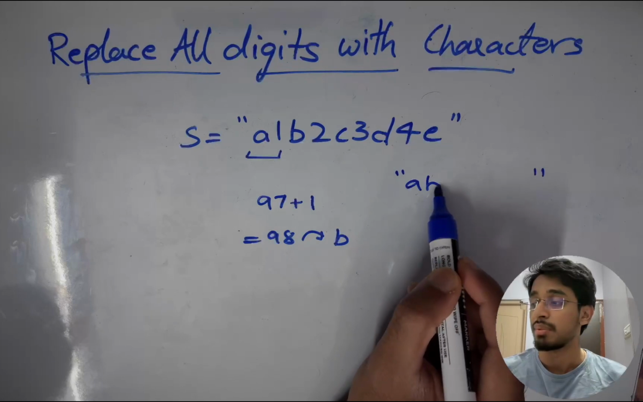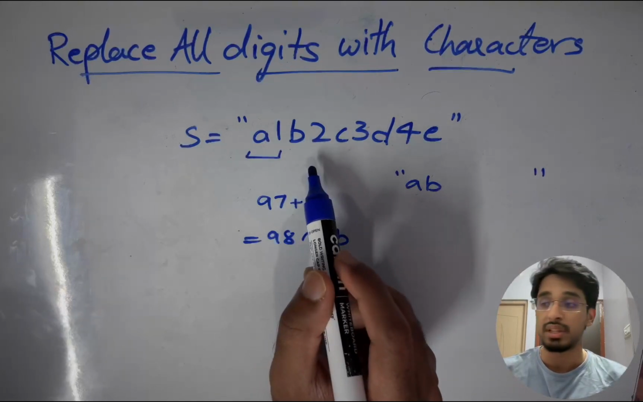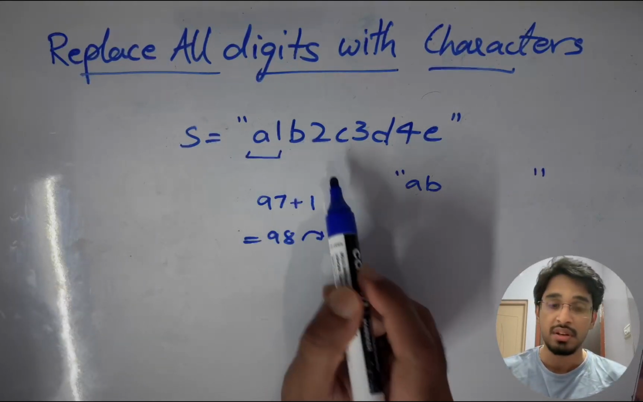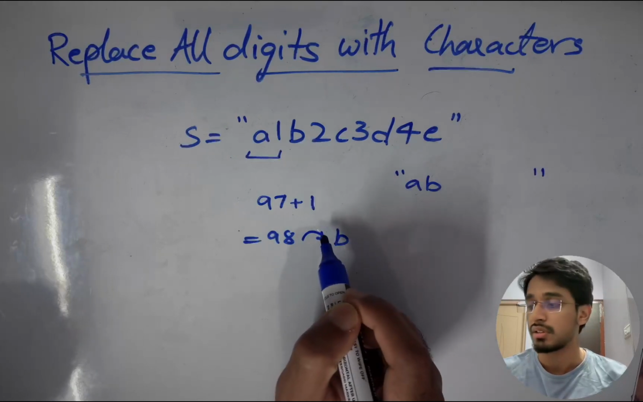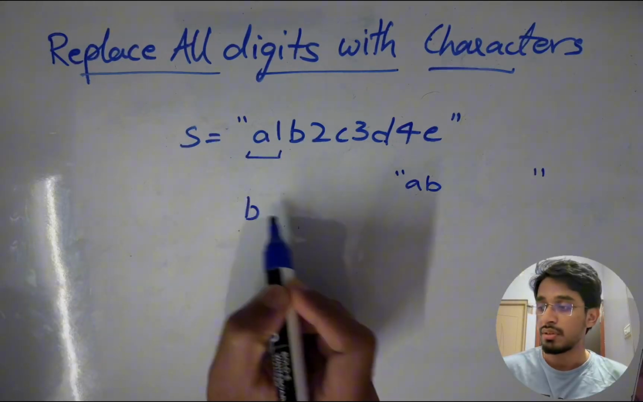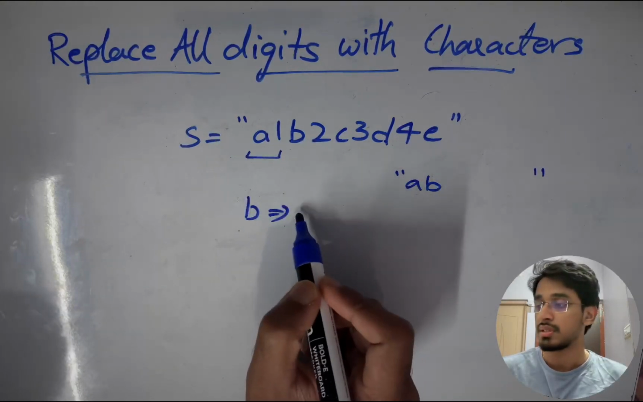Okay, so we can replace this with B. So again we need to keep doing the same. So what is the character code at B? So that is 98, right? So I'll just erase this. So we have B. So the character ASCII value of B is 98.